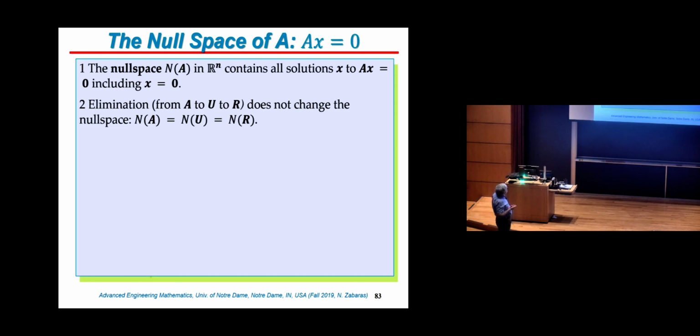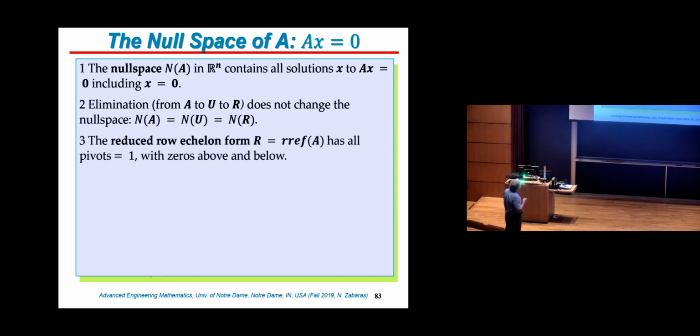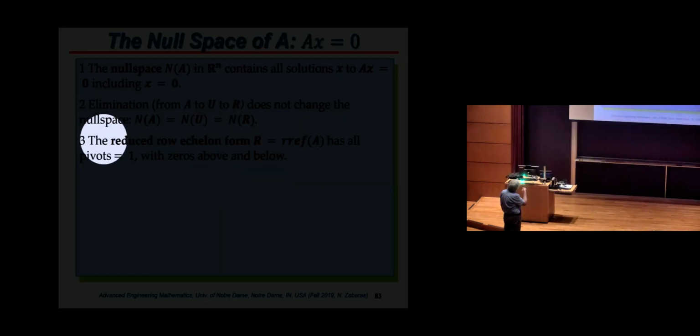Because how do you get U? You multiply A with some matrix E. So if I have Ax equal to 0, then E times A times x equals 0. And if I do further operations, R times x equals 0. Nothing changes. Okay? So that's good, which means all these operations will be very useful to identify the solutions to the null space.